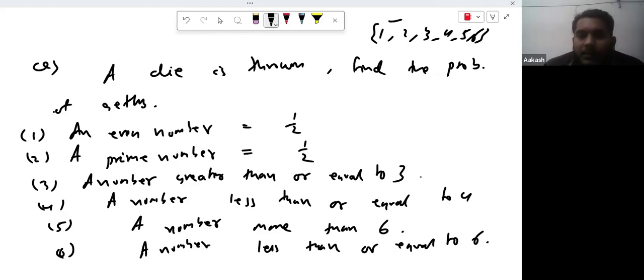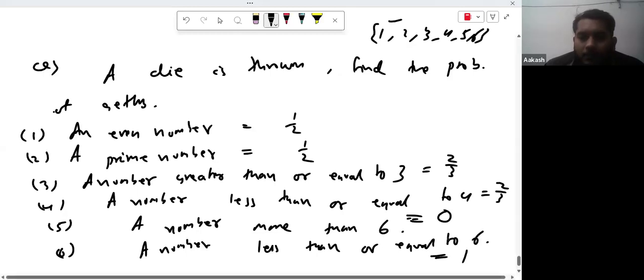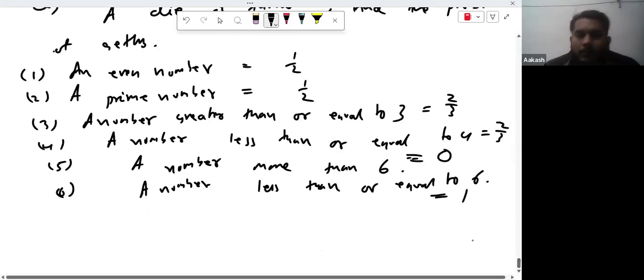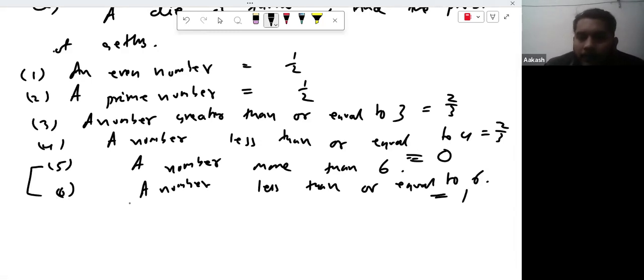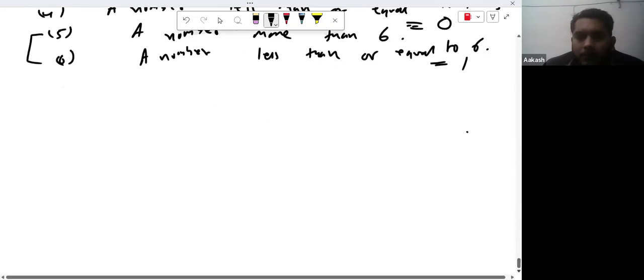Okay. Number greater than or equal to 3. So 4 by 6, 2 by 3. Then number equal to 4, this is again 2 by 3. 5 is 0 and 6 is 1. Very good. So we can also say 5 and 6 are mutually exhaustive, right? Yes, sir.